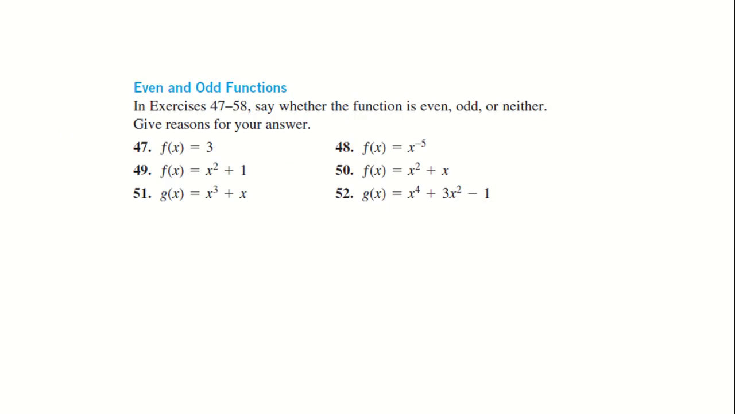Now here are some exercises. We have to identify whether these given functions are even or odd. This will be your task.